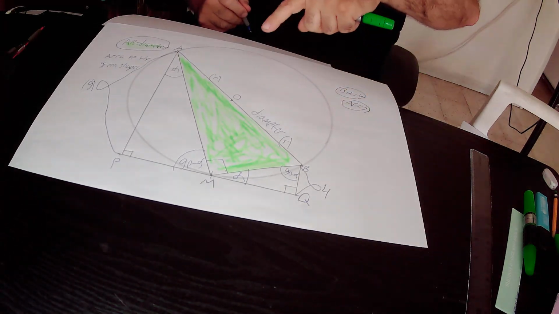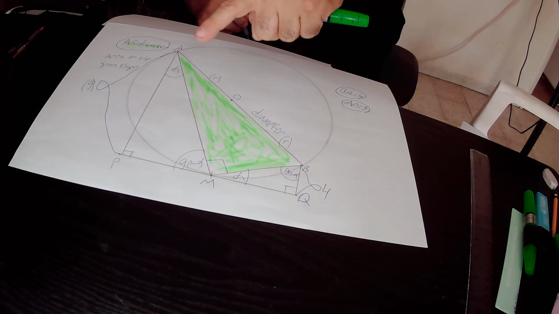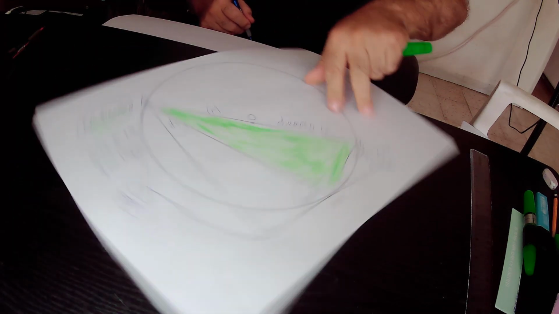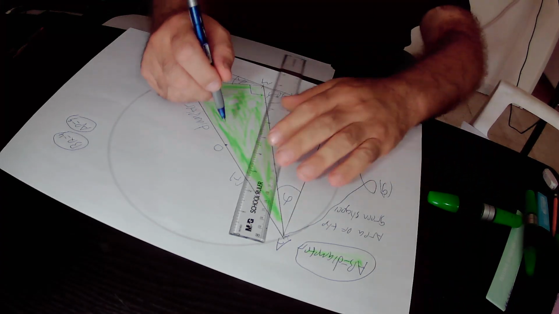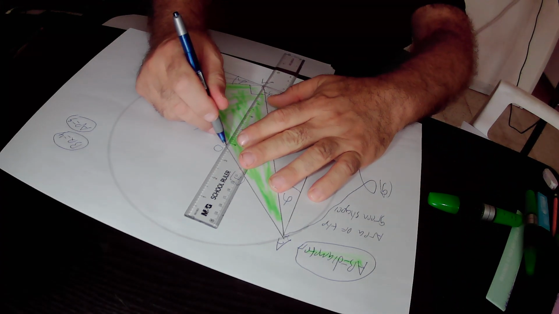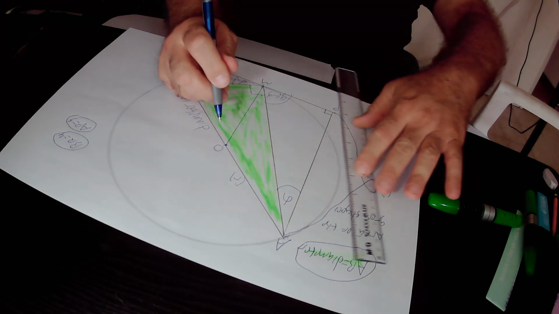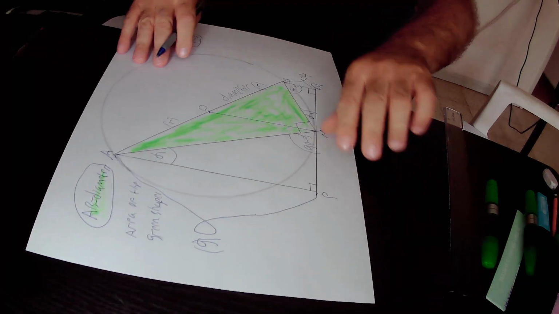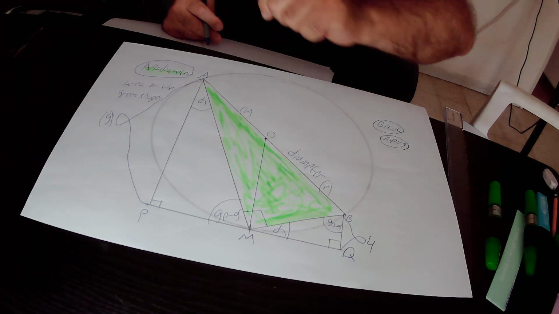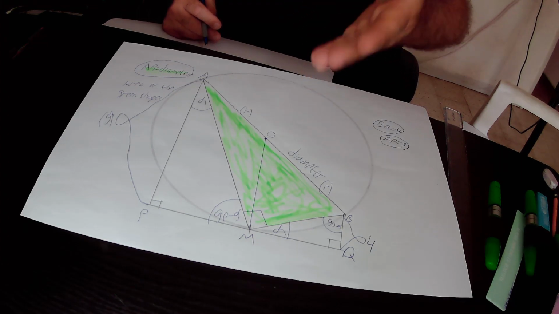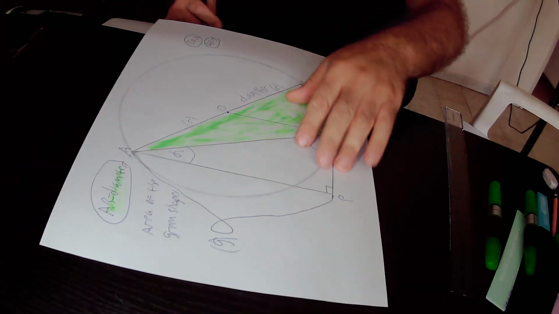In the next step, we will join points O and M together by a straight line. Point M is the point of tangency of tangent PQ with this circle. Point O is the center of the circle. Point M is a point on the circle itself. So OM is the radius of this circle and is equal to R according to our definition.